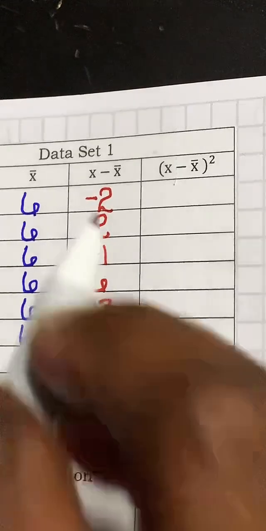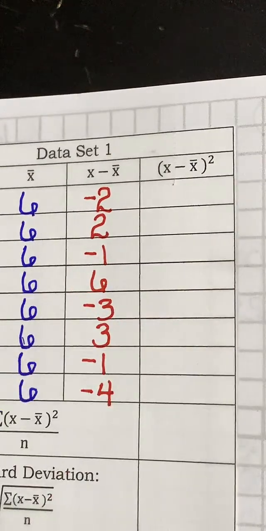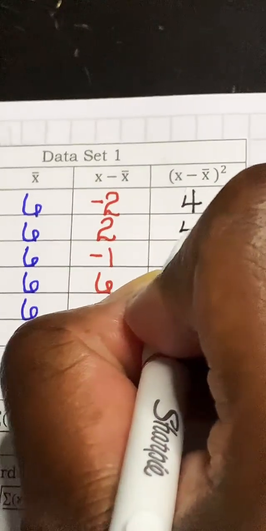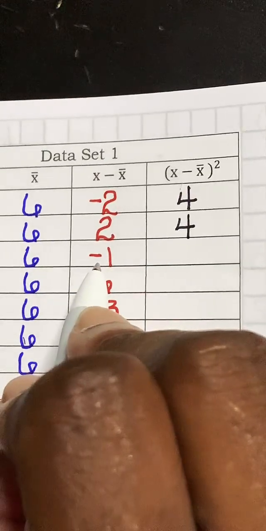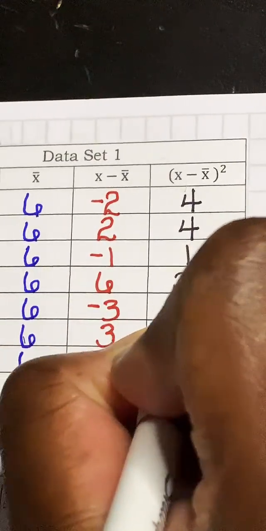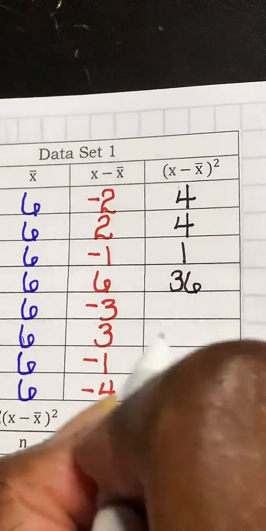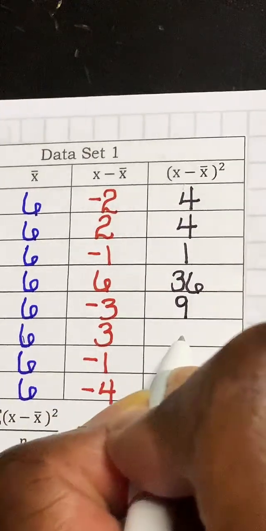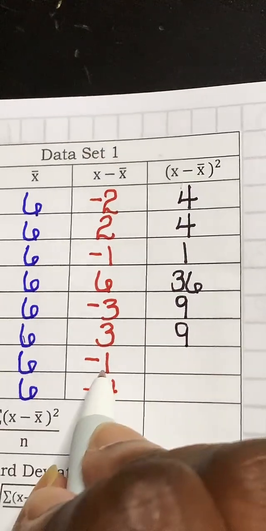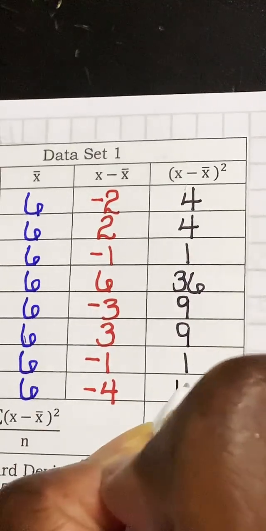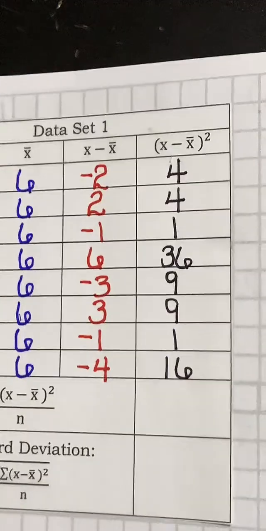So when we square it, negative 2 squared, remember that's negative 2 times negative 2, that gives me a 4. 2 squared gives me a 4. Negative 1 squared, that's negative 1 times negative 1, gives me a 1. 6 squared gives me a 36. Negative 3 squared, that's negative 3 times negative 3, gives me a 9. Positive 3 squared also gives me a 9. 1 squared gives me a 1. And negative 4 squared gives me a 16.